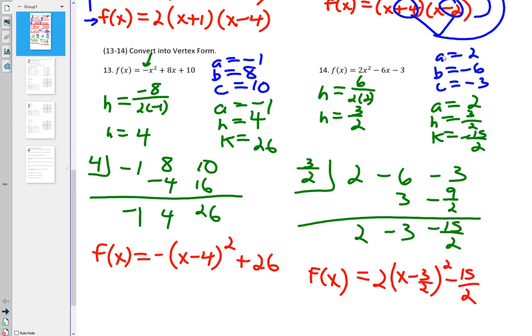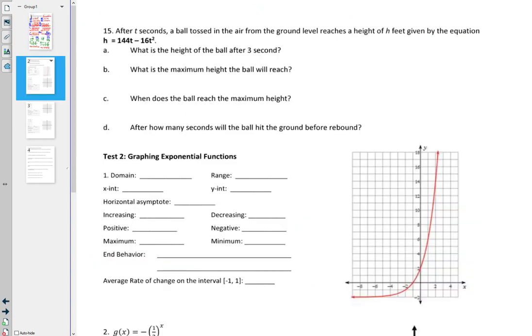Sam got it though. Any questions there? Martha? No questions for you? Let's see how much. We probably won't finish the second page, but we can at least get started.